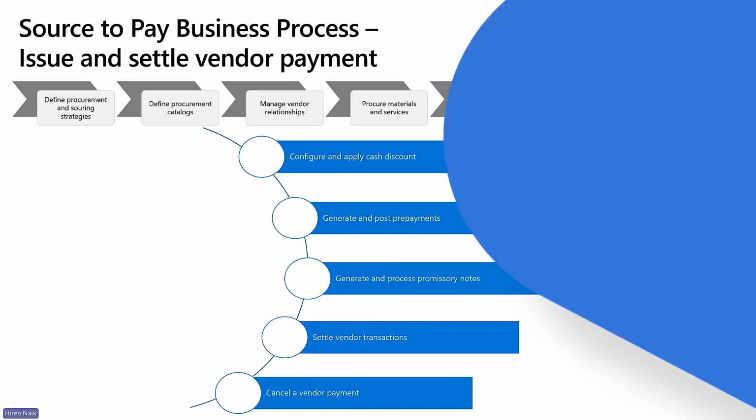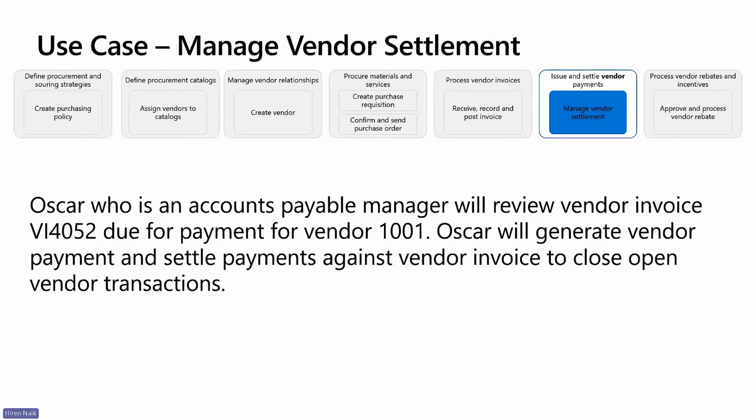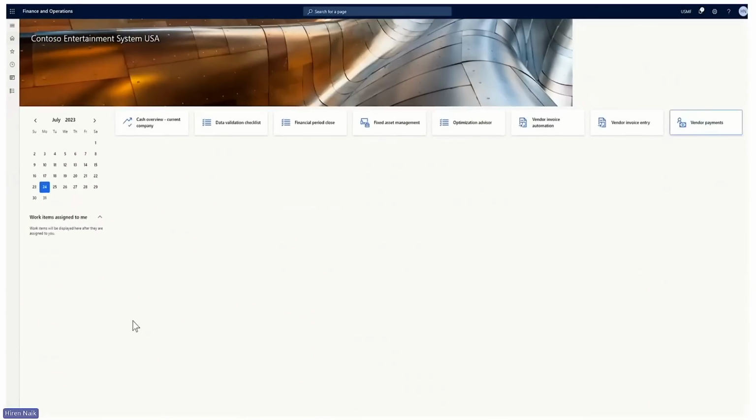Now, let us review a use case for issuing and settling the vendor payment. Oscar, who is the accounts payable manager, will review the vendor invoice 4052 due for payment for vendor 1001. Oscar will generate the vendor payment and settle the payment against the vendor invoice to close the open vendor transaction. So now Oscar is logging into the system as accounts payable manager and will log into the vendor payments workspace.